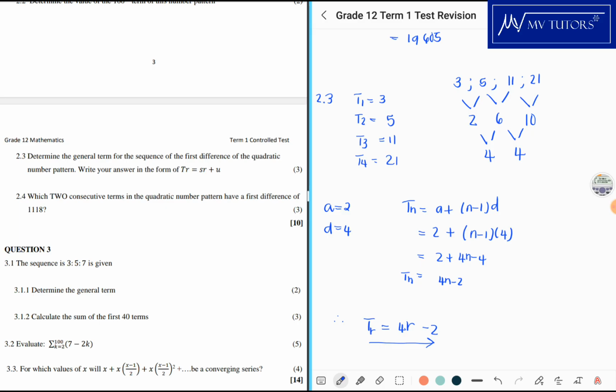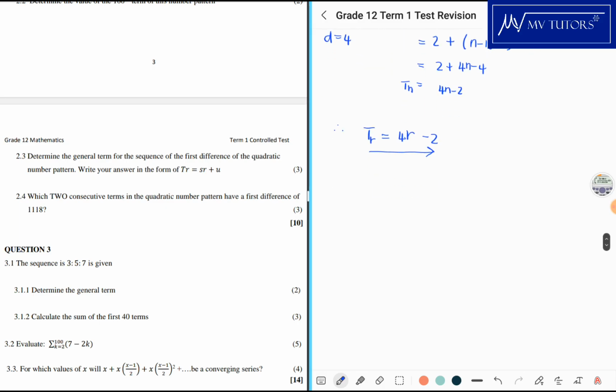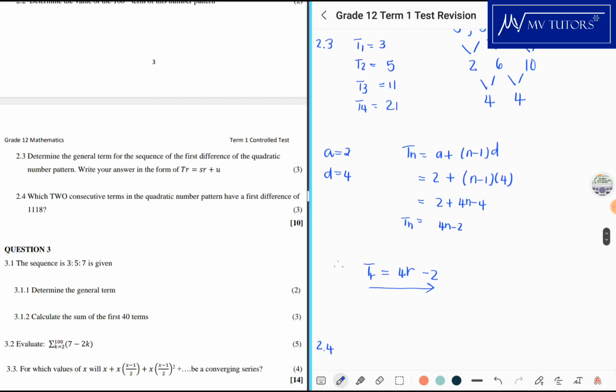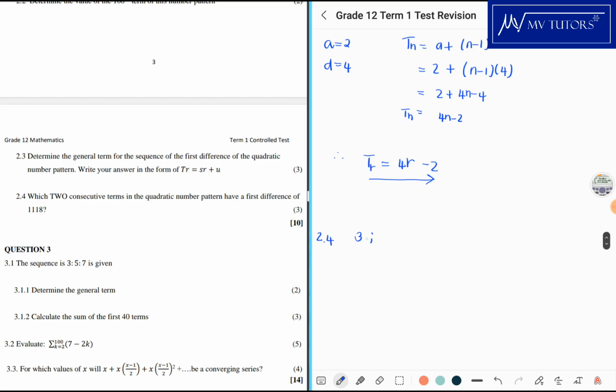So that is it. And now the last question from question 2, 2.4. It says, which two consecutive terms in the quadratic pattern have a first difference of 1118? Okay, so let's go back to our quadratic pattern. So we had 3, 5, 11, and 21, right? So the first difference there is 2, and then you get 6, and then you get 10. So somewhere there are some two consecutive terms.